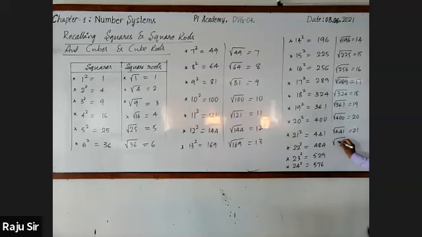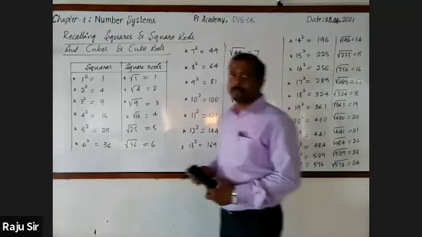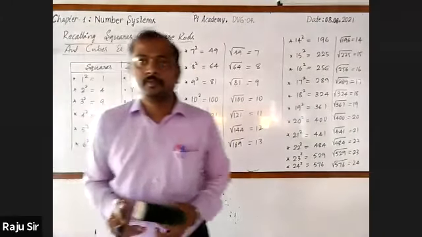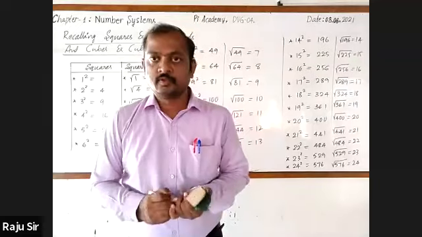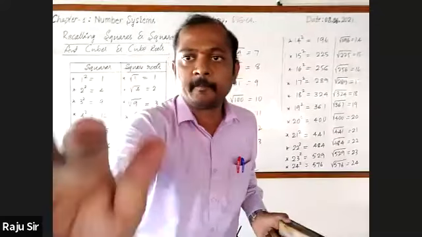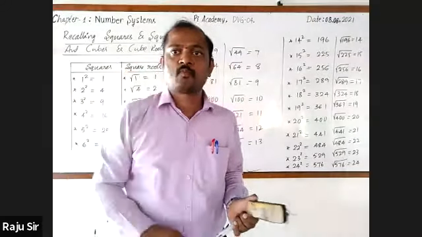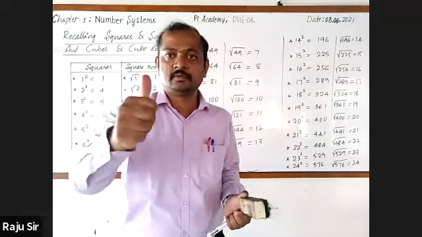Then the square root of 484 is 22. The square root of 529 is 23. The square root of 576 is 24. Have you written? Okay.